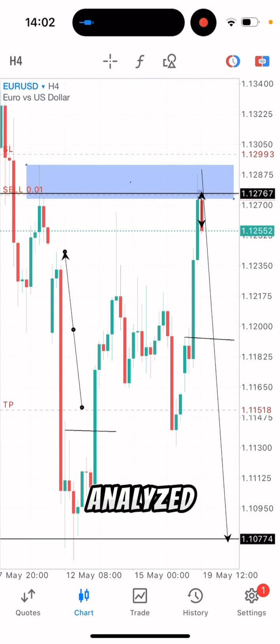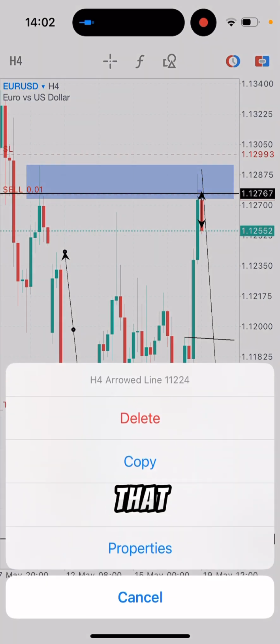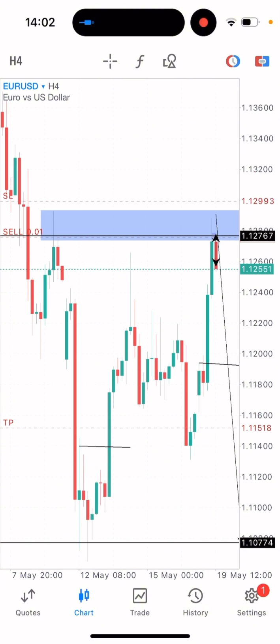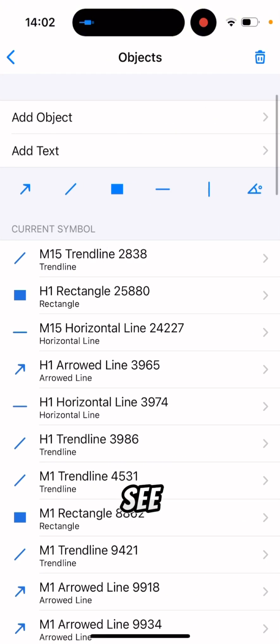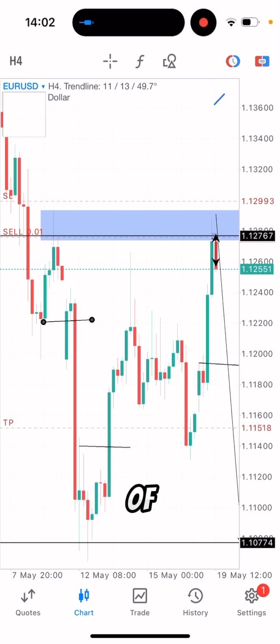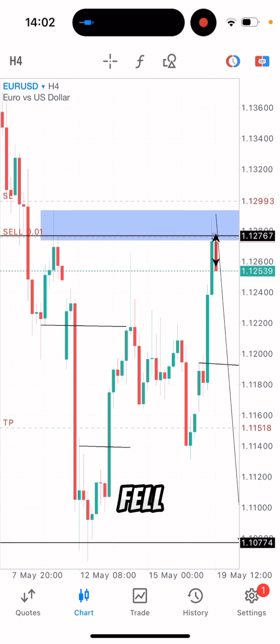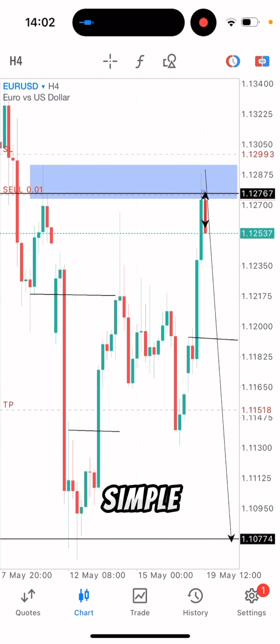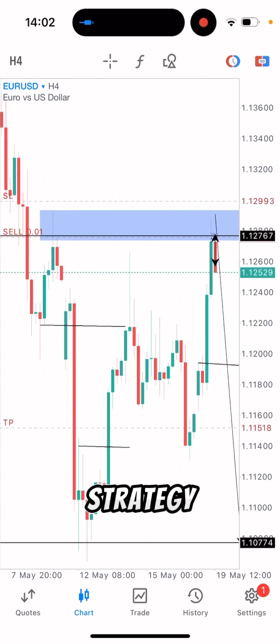So having analyzed, I saw that that was a break of structure. This was a break of structure here, as you can see. There was a break of structure here on H4. And what happened? Price fell. So price just came back for a retest. It's just a simple break and retest strategy.